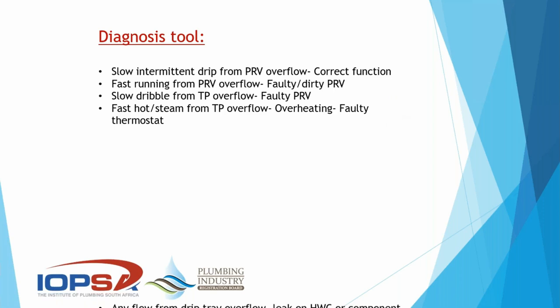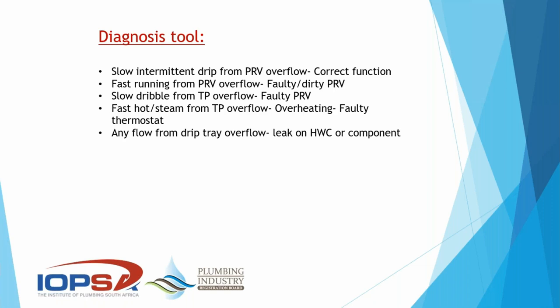And then obviously any kind of flow from the drip tray overflow is a leak on the hot water cylinder or a component which is situated above it. So the point is, and I'm not trying to teach you what a particular overflow means, but just to remind ourselves again that properly installed overflows that are visible can be used for discharge of water. They can be diagnostic tools as well. And 5 minutes over, Sean, but that's about it.